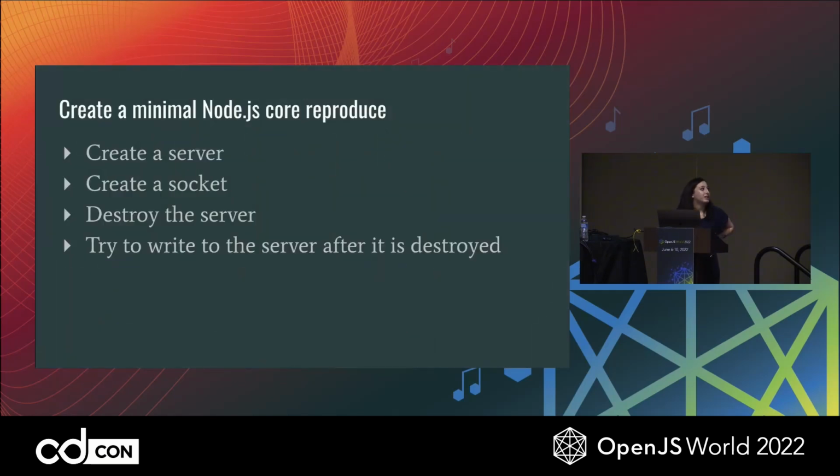create a minimal Node.js core reproduce. So at this point, I'd stepped through the test so many times. I was so familiar with what I was doing. I'd logged the low-level output. It was only at this point I was able to do this because I actually understood what was going on.